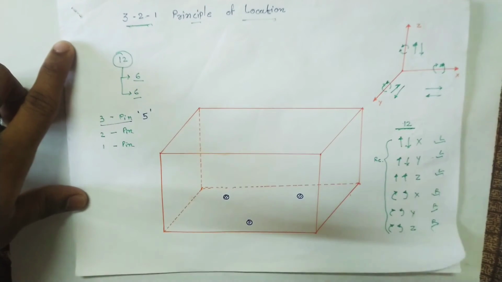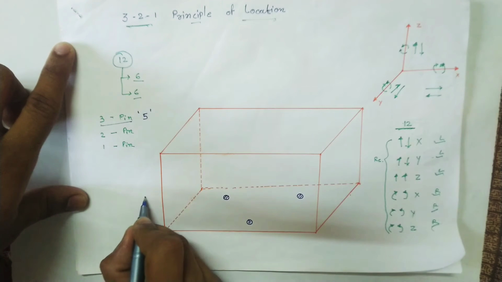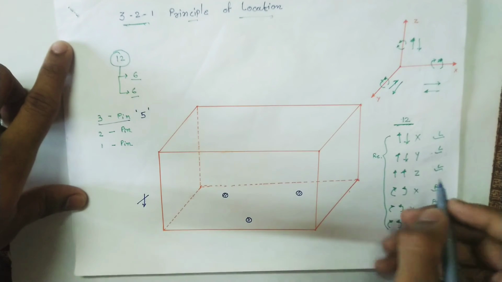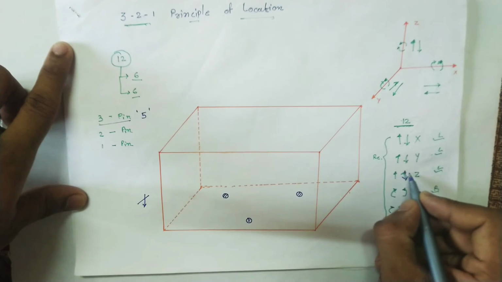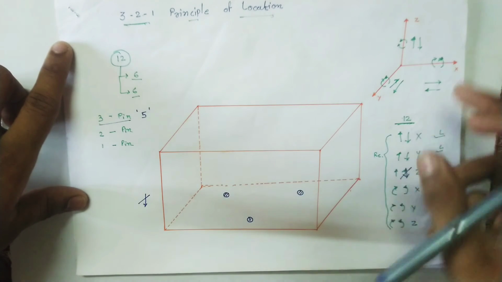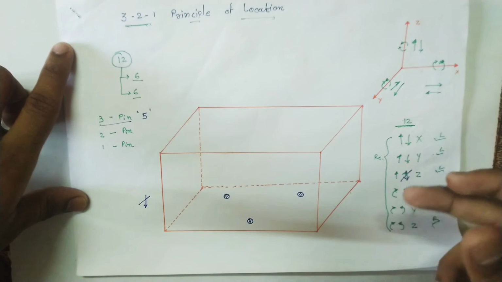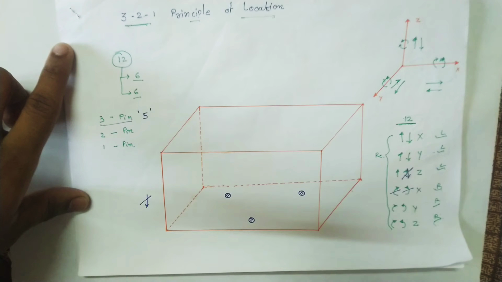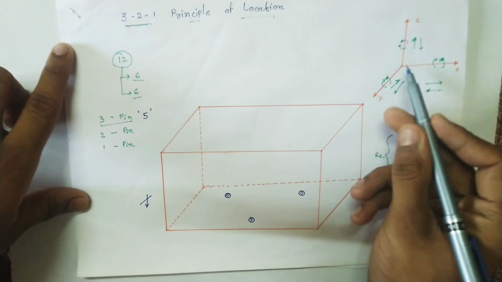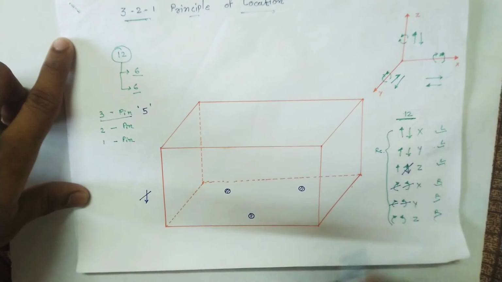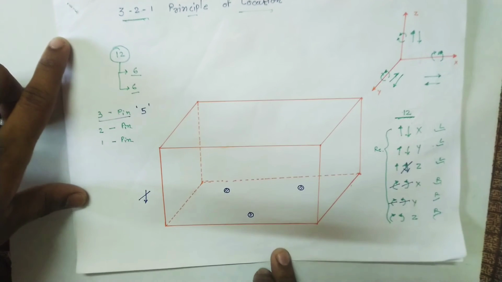Which 5? Let's see. Due to these 3 pins, a workpiece can't go downward. That's why downward z is restricted. Due to these 3 pins, the workpiece can't rotate about the x direction, clockwise or anti-clockwise. That's why we restricted the rotational x degrees of freedom. Then it can't move about the y direction, clockwise or anti-clockwise. That's why we restricted the rotational y-axis 2 degrees of freedom.